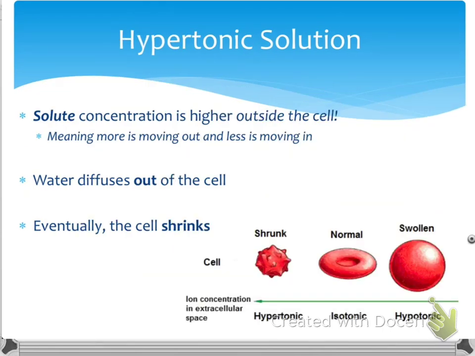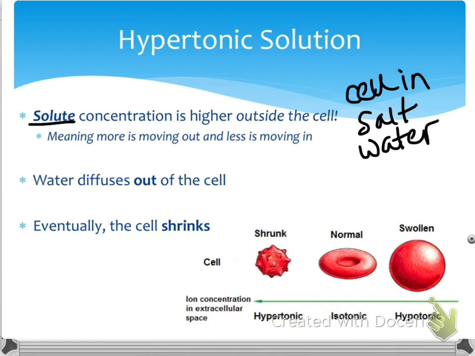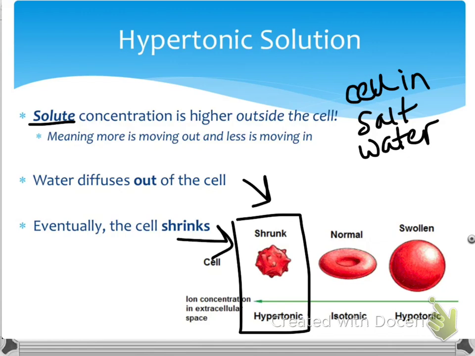Last up, we have hypertonic solution. So this is where the solute concentration is higher outside of the cell. So this would be maybe putting a cell in salt water, because you have much more salt outside than inside. So water is going to flow out of the cell, making it shriveled. Okay, it's going to shrink up and become all shrivelly. No cells want to be hypertonic.